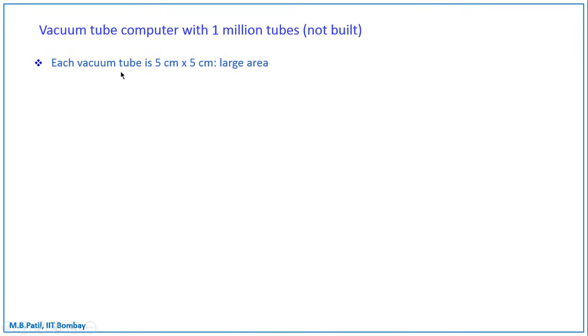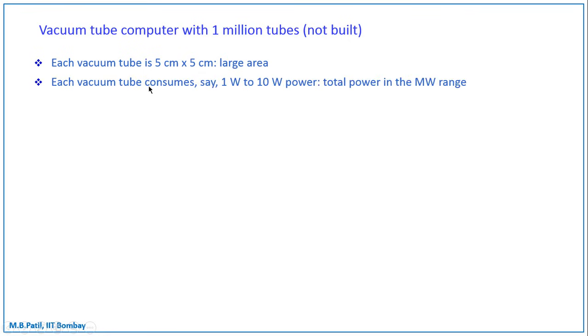First, each vacuum tube would occupy an area of 5 centimeters by 5 centimeters roughly, and when you multiply that by 1 million, that area of course turns out to be very large. It's like a football field. Second, each vacuum tube consumes, let's say, something like 1 watt to 10 watts of power, and therefore when we multiply that by 1 million, we are talking about a total power in the range of megawatts, very large power.